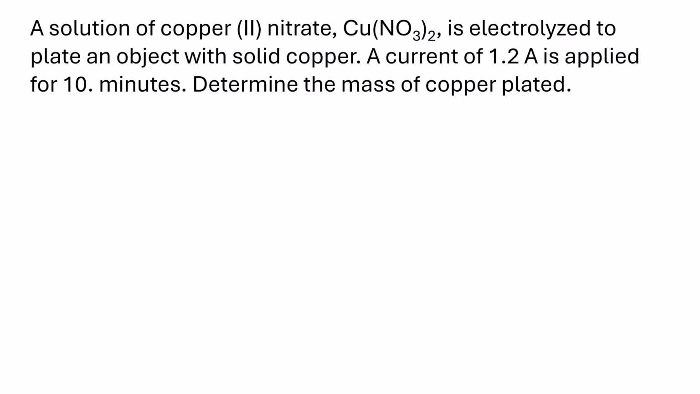All right, so here is a practice problem for you to try. A solution of copper 2 nitrate, Cu(NO3)2, is electrolyzed to plate an object with solid copper. A current of 1.2 amperes is applied for 10 minutes. Notice there's a decimal there, so that's going to determine sig figs for us. Find the mass of the copper plated.